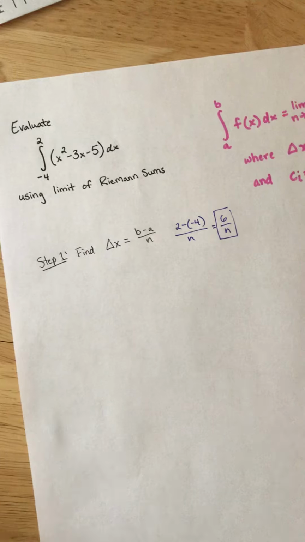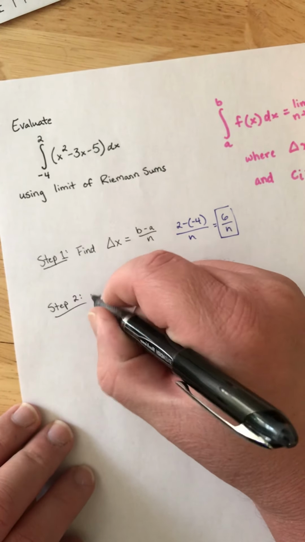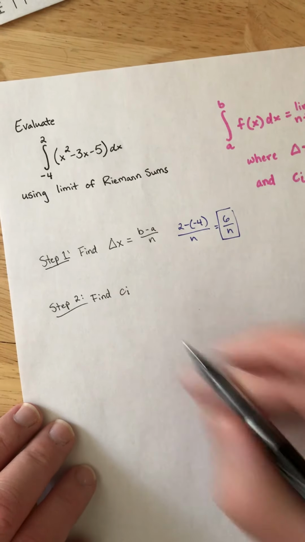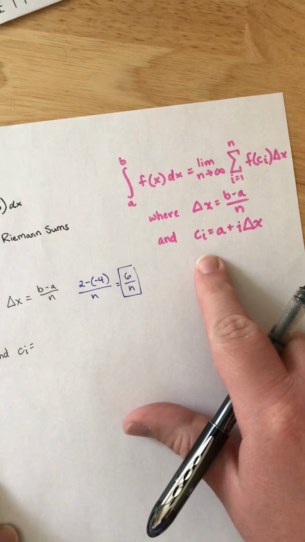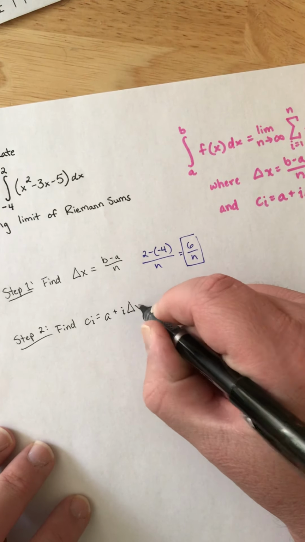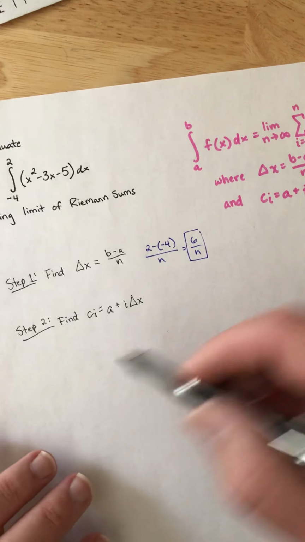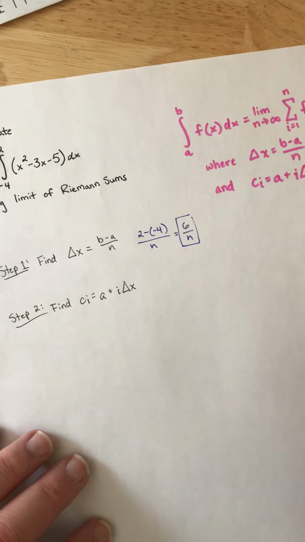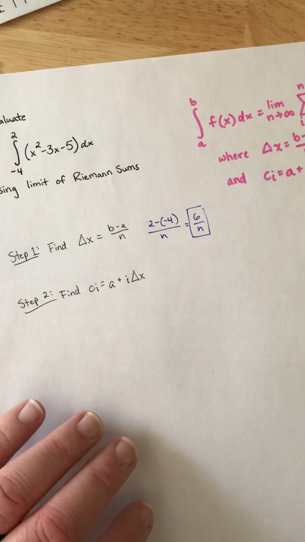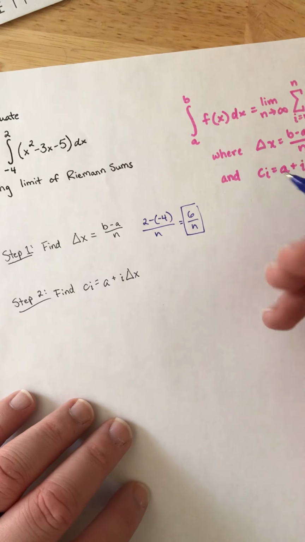Good first step. All right, let's look at step 2. Step 2 is going to be find c sub i. Again, I got a formula over here. C sub i is a plus i times delta x. Again, i is an index of summation, so I'm going to use that a little bit later when I try to do my sigma. But for right now, treat it like it's a variable. It is not the imaginary unit. Just be forewarned, that's going to come up in a second. So it's just a variable for right now.